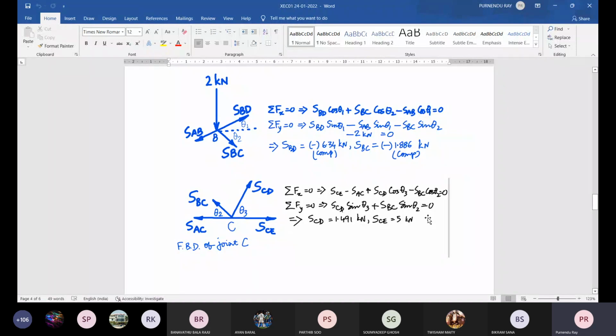Now, sometimes we make several more lines to indicate the components. We draw one line here, S_CD sine theta 3. We draw one more line here with arrowhead, S_CD cosine theta 3. Please don't do that. We have only four forces.